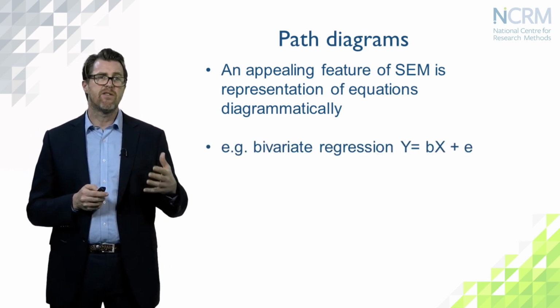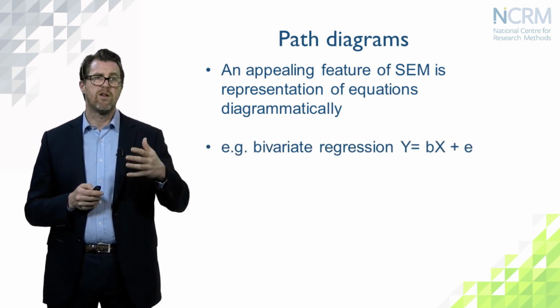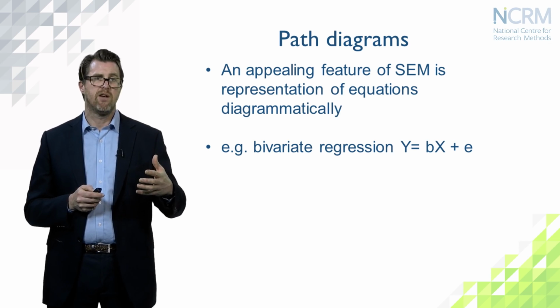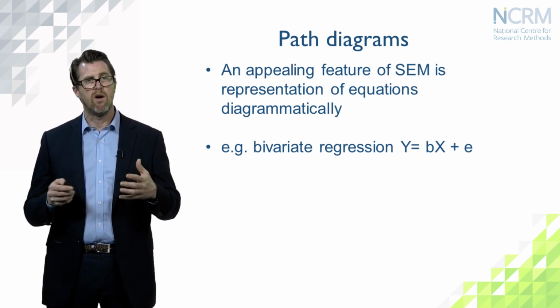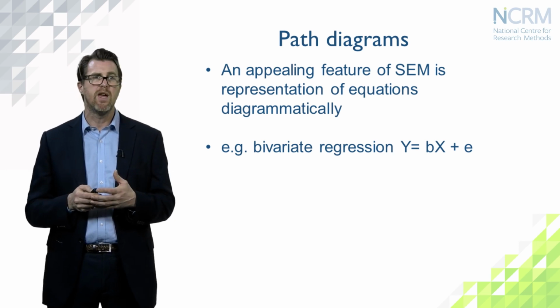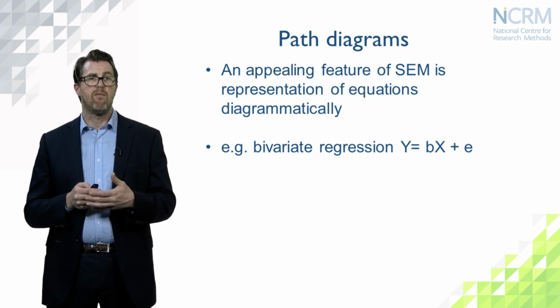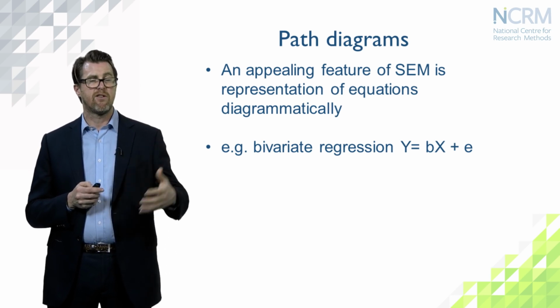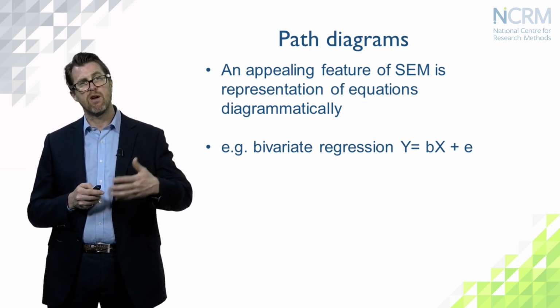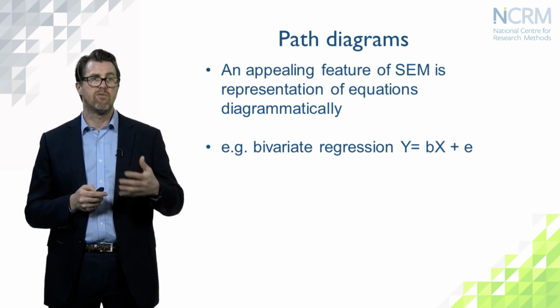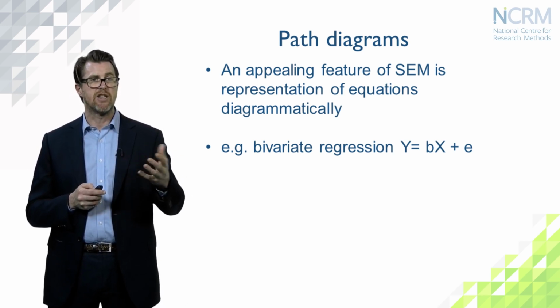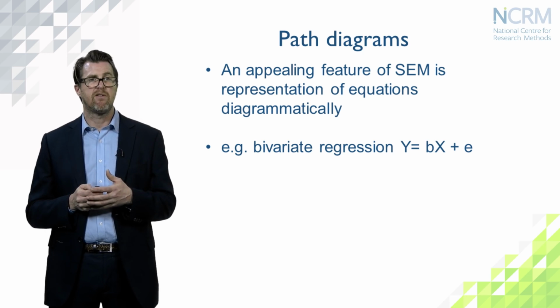So in this example here, we could write a bivariate regression equation in the usual way, where our dependent variable y is a function of our independent variable x, and we are going to solve this equation using data, and we're going to solve for the unknown parameter beta. What is the relationship between x and y?